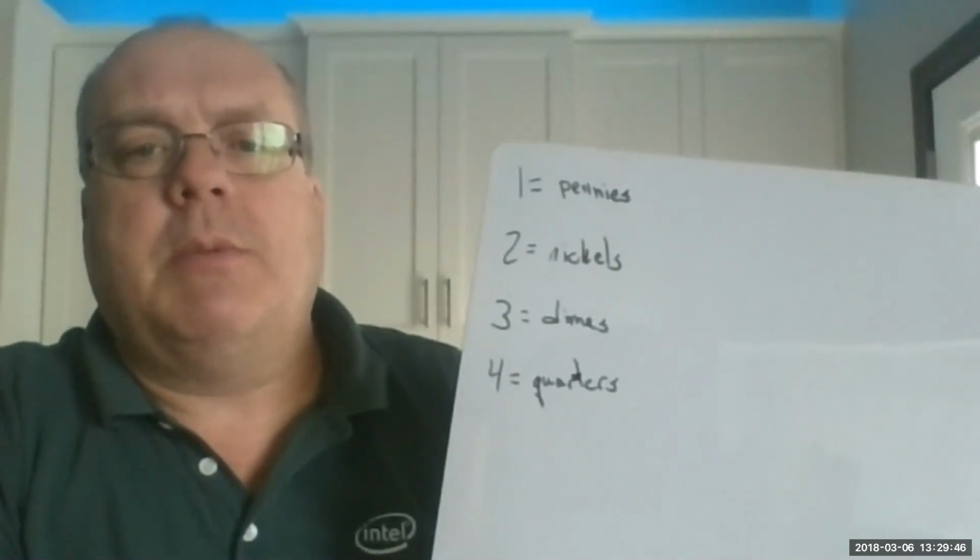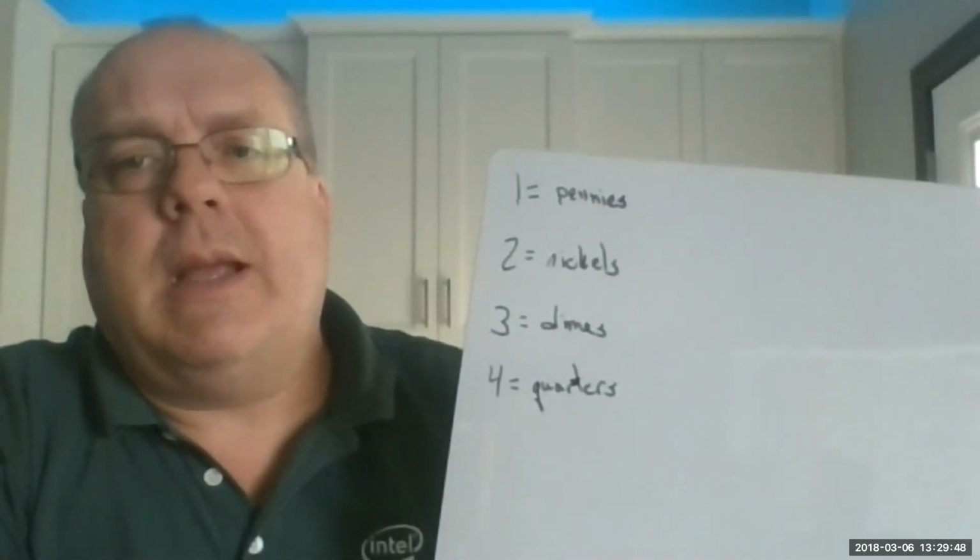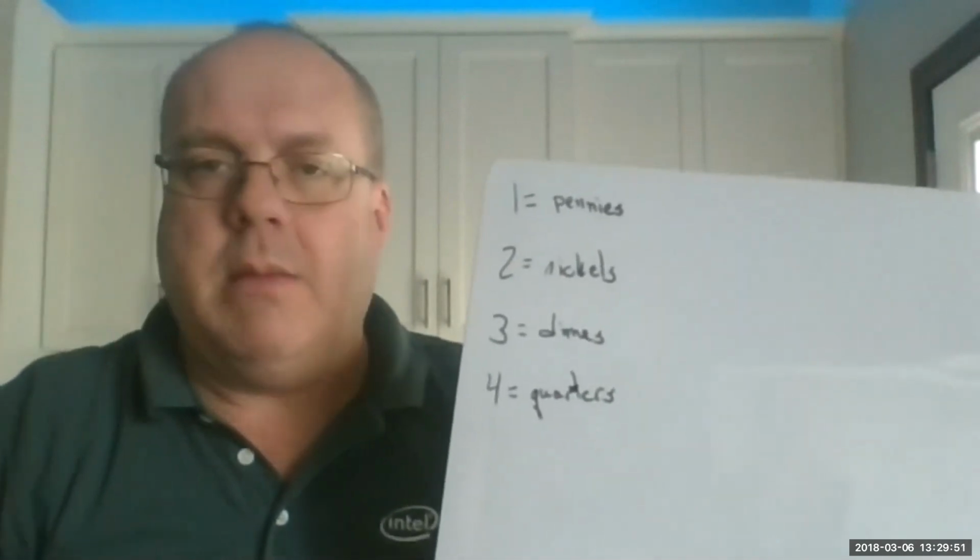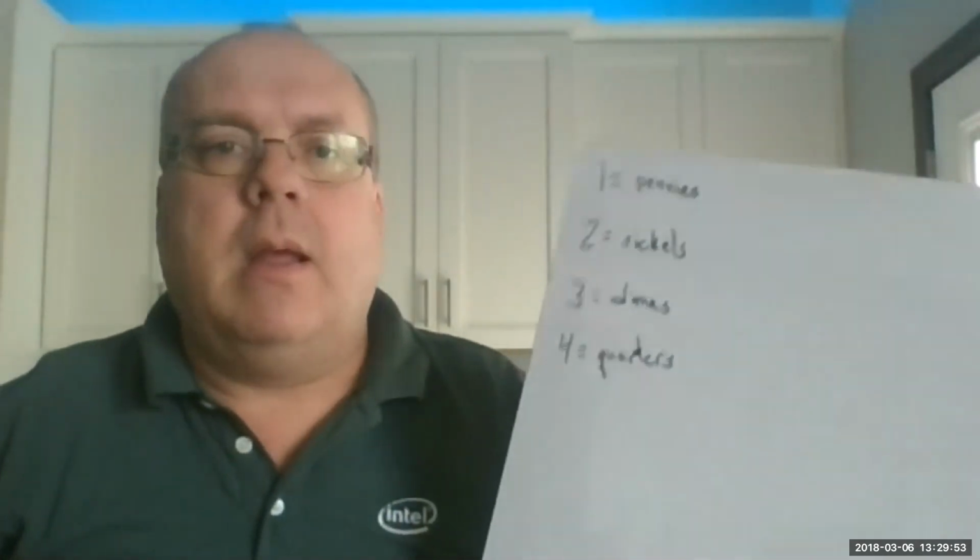So let me write some things down here. I've labeled these as 1 is for pennies, 2 is for nickels, 3 is for dimes, 4 is for quarters. And this is just an index, an identifier. It doesn't really mean anything, it could be A, B, C, D, anything you want. The reason I've done this is because a naming convention is going to happen in just a little bit.